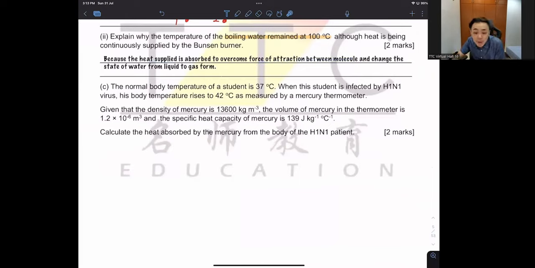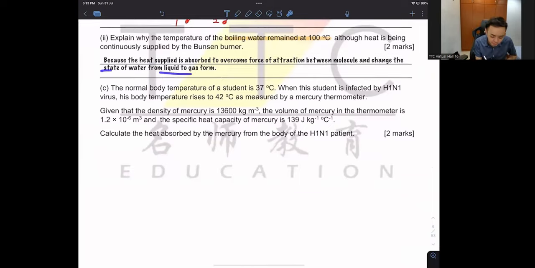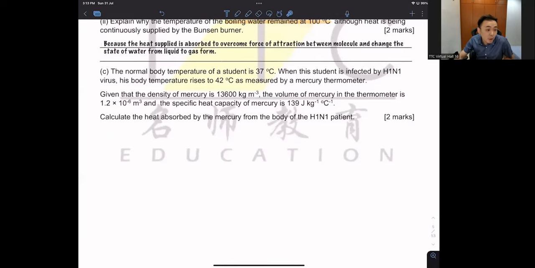Can I write water molecules are converted into steam and evaporates? No, you must mention until this point. Absorbed to overcome force of attractions. Then later on, you only say it converts into steam and evaporates. But again, I would recommend you say state becomes gas, I guess. Okay. Next one, normal body temperature 37 degrees Celsius. Oh, by the way, the average kinetic energy doesn't change, in case they ask you.